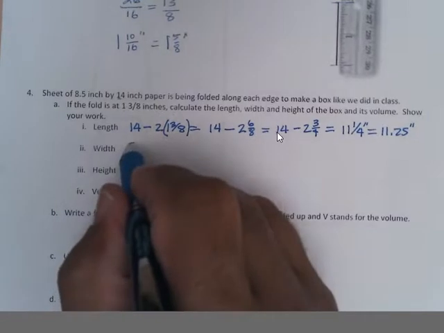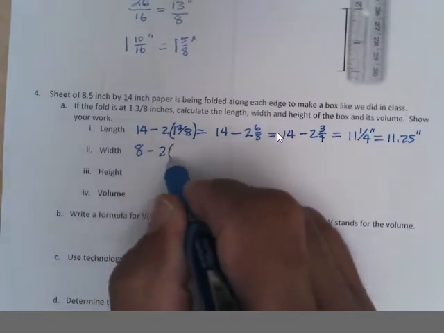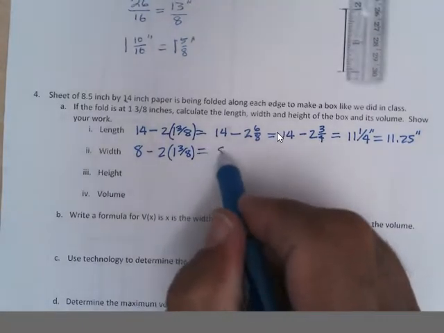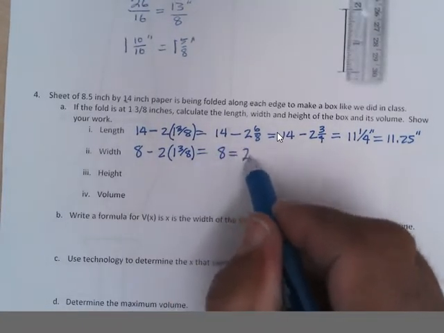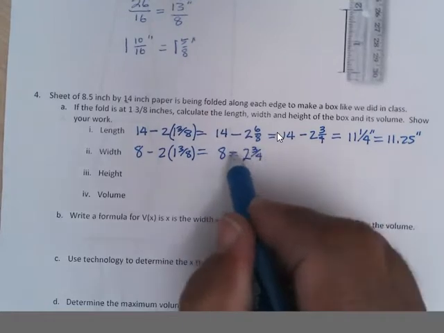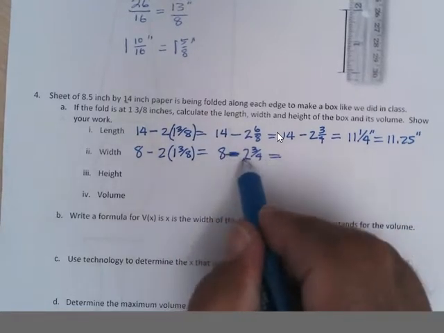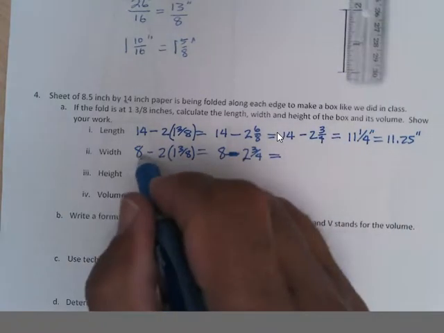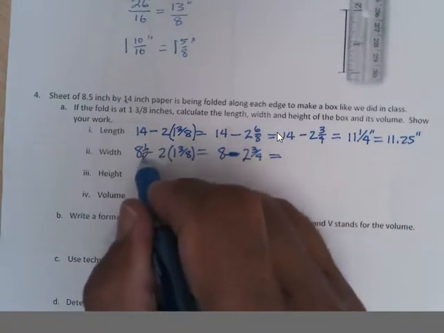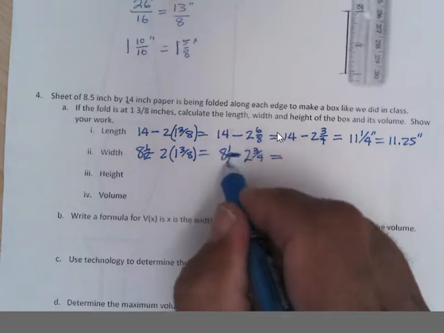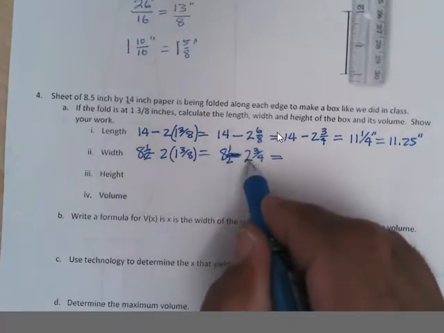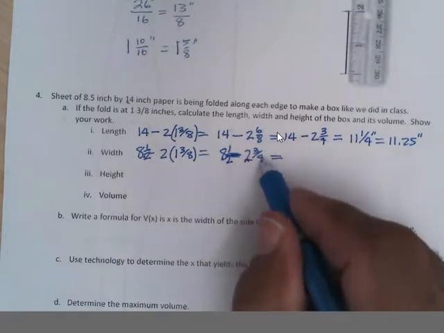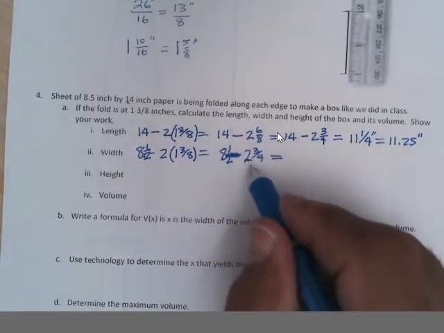The width would be 8 minus 2 times 1 3/8, or 8 minus 2 3/4, which is 8 minus 2 is 6, and minus 3/4. Dang it, 8.5. It's 8.5 minus 2 is 6.5, minus 3/4. 3/4, 2/4 is a half, so I'd get rid of the half.